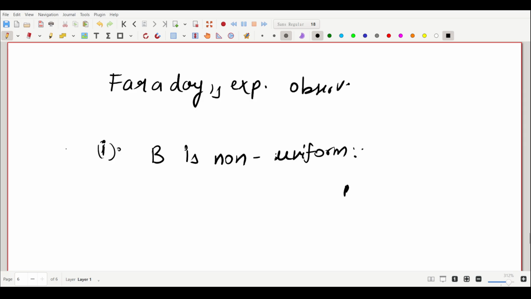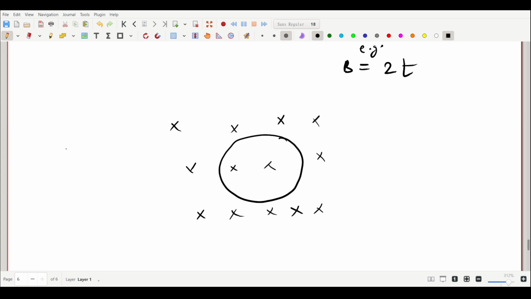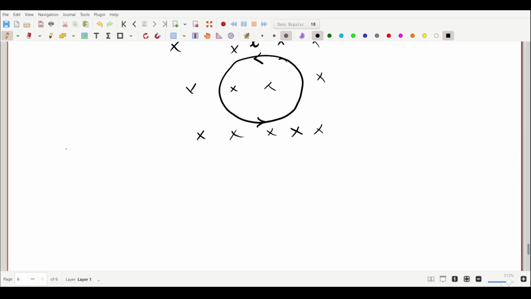The first condition is B is non-uniform. That means it's time dependent, B equals 2t or something like this. B is changing as per time. It's not constant. In that case, current is induced. For example, you have an inward magnetic field which is variable, and you keep a coil in it. Then you see there is a current I induced. There's a reason I have drawn the current direction like this. We'll discuss that later. So the first thing was when B is changing.